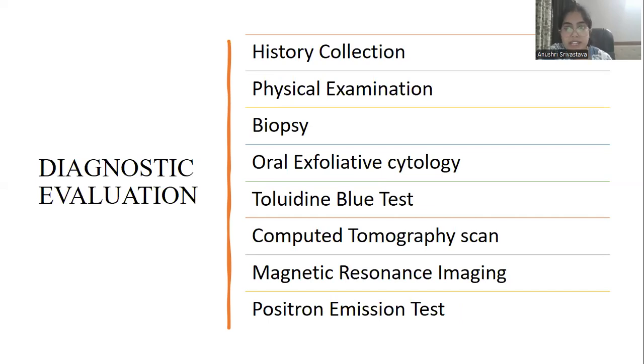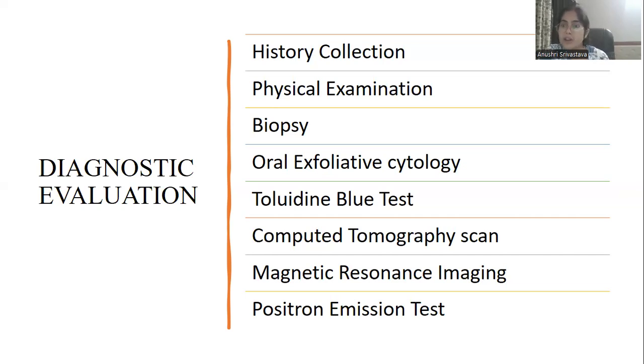In history, we will find out whether the person is a chain smoker, a frequent drinker, has used hookah frequently, or has been exposed to UV rays so much. We are getting history from that, and we can conclude something. Then we will examine physically, we will examine all the organs, especially we will focus on the oral cavity.